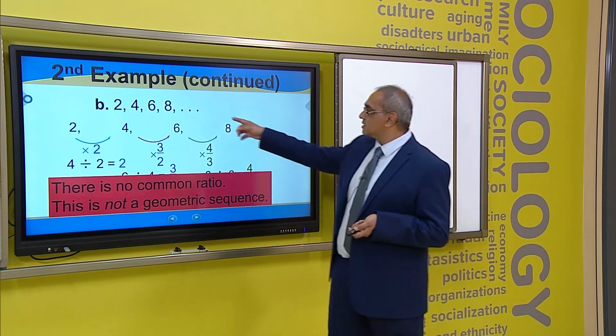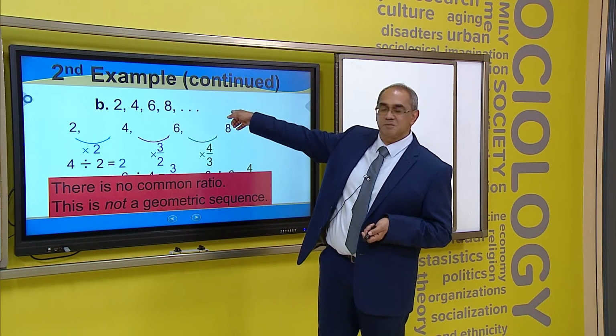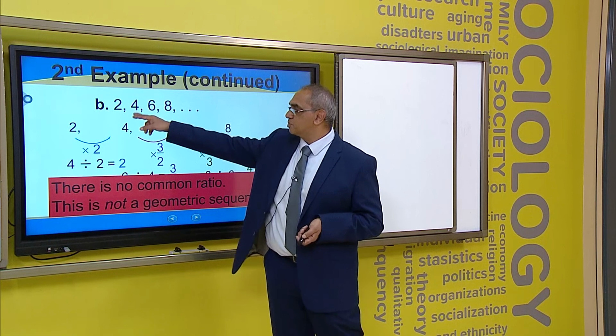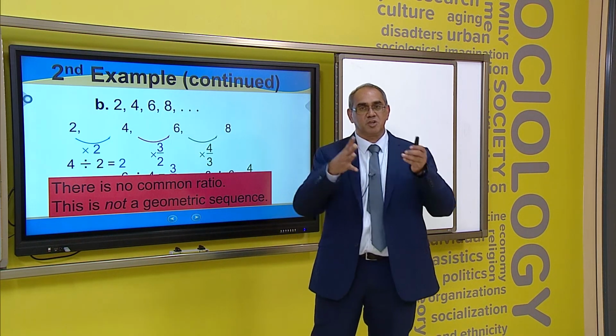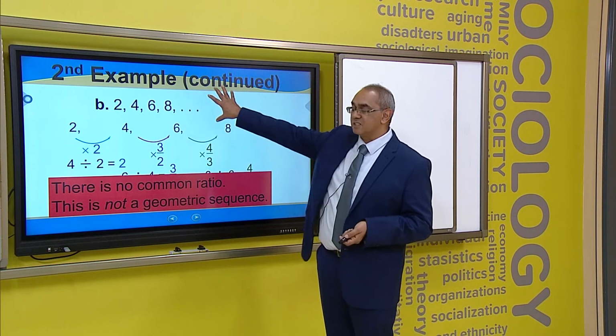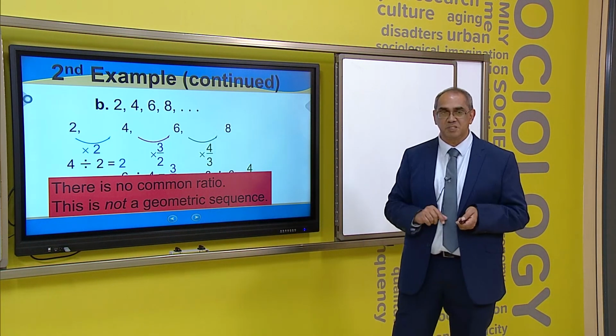In fact, this is actually an arithmetic sequence, because we're adding 2. 2 plus 2 is 4, plus 2 is 6, plus 2 is 8. So that is a constant addition. So that is an arithmetic sequence. Okay? So I hope you can see the difference between the two.